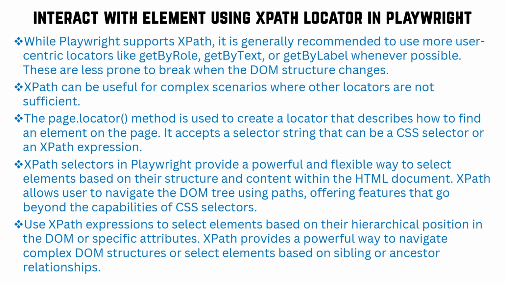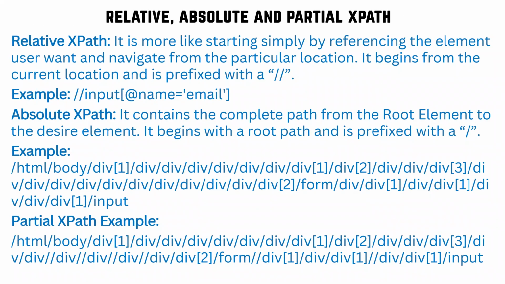Selectors in Playwright provide a powerful and flexible way to select elements based on their structure and content within the HTML document. XPath allows users to navigate the DOM tree using a path, offering features that go beyond the capabilities of CSS selectors. Use XPath expressions to select elements based on their hierarchical positions in the DOM or specific attributes. XPath provides a powerful way to navigate complex DOM structures or select elements based on sibling or ancestor relationships. So there are primarily three types of XPath available: relative XPath, absolute XPath, and partial XPath.